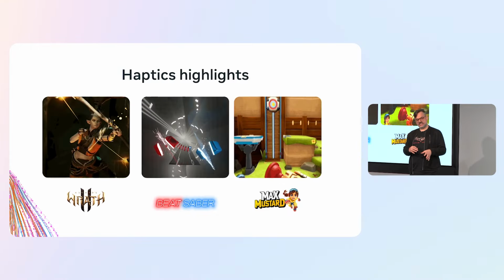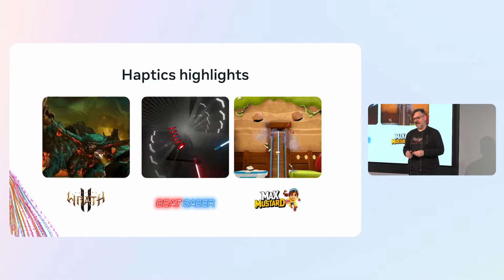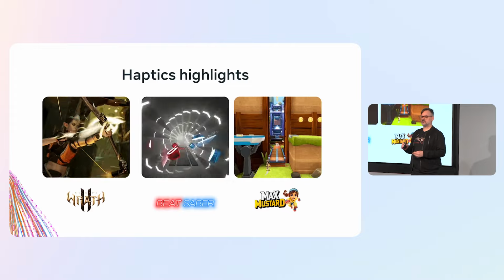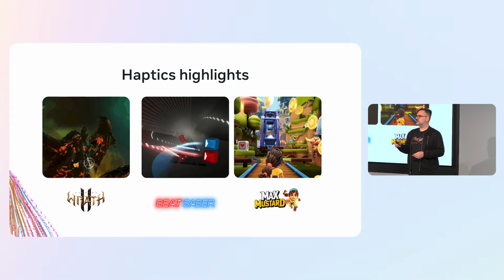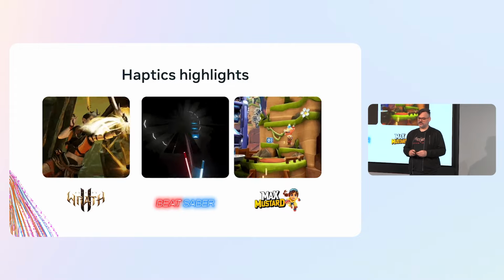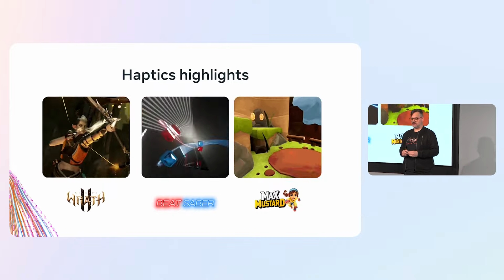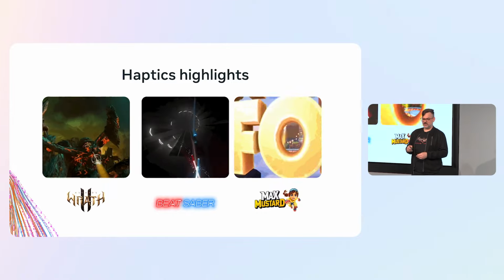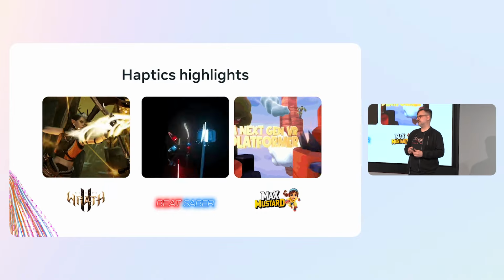Examples include physicality in weapon interactions and realistic feeling strings for Cyrene's harp. Toast Interactive has utilized these new tools to enhance Max Mustard with magical interactions, increasing fun and character engagement. Overall, these advancements in haptic technology are allowing developers to create immersive and engaging experiences for players, pushing the boundaries of what's possible in VR.